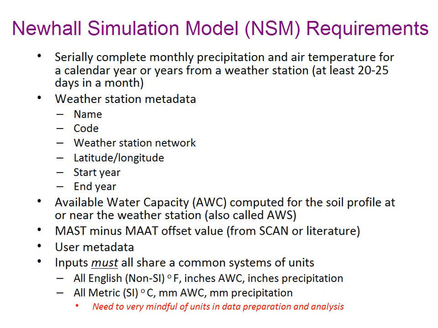And then finally, inputs must, and I can't emphasize this enough, must all share a common system of units. For example, when we get climate data, sometimes it comes to us in English units, non-SI, like degrees Fahrenheit or inches of AWC or inches of precipitation. And sometimes it comes to us in metric or SI units like degrees centigrade or millimeters of available water capacity or millimeters of precipitation. And occasionally it comes in mixed units, so that's why Larry mentioned too, we have to be very mindful of the units in our data preparation as well as our analysis.